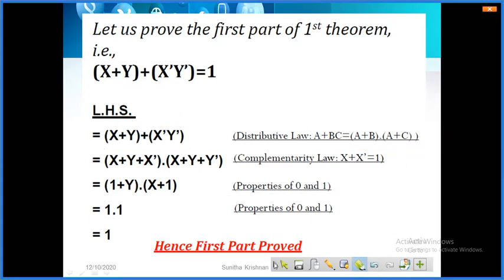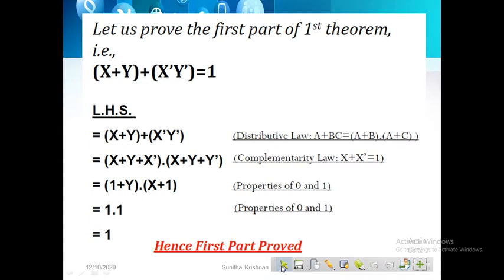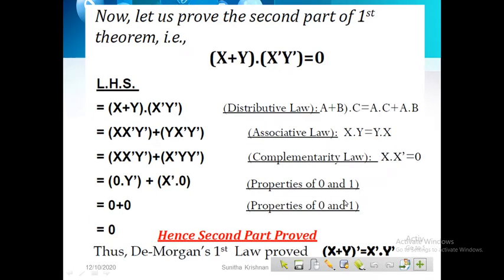So coming to the next theorem. This is the second part of the theorem, that is, the first theorem itself has a second part. Similarly, with the help of the same laws, we are trying to prove the second part also based on the different laws we have. All you have to do is, based on these laws, just replace line by line, that's all.